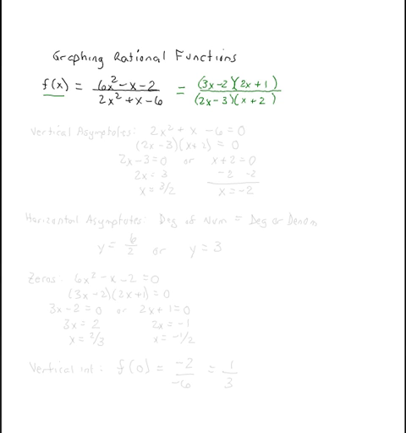Notice none of these divide out. So we're not going to have any holes in this graph. We are going to have asymptotes for sure. So first we can take a look at our vertical asymptotes.